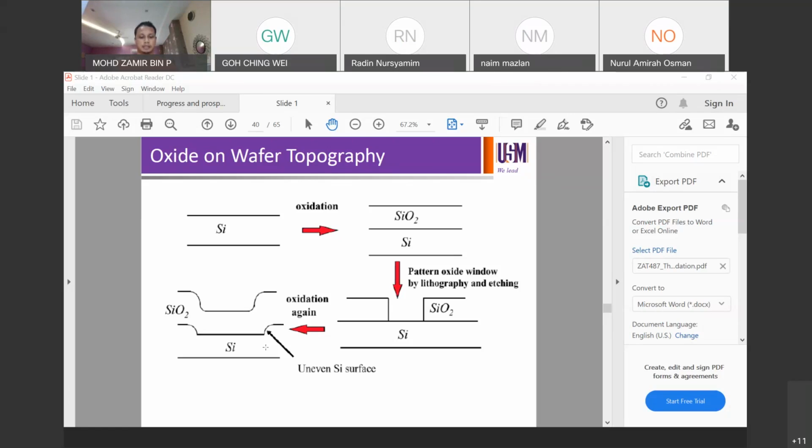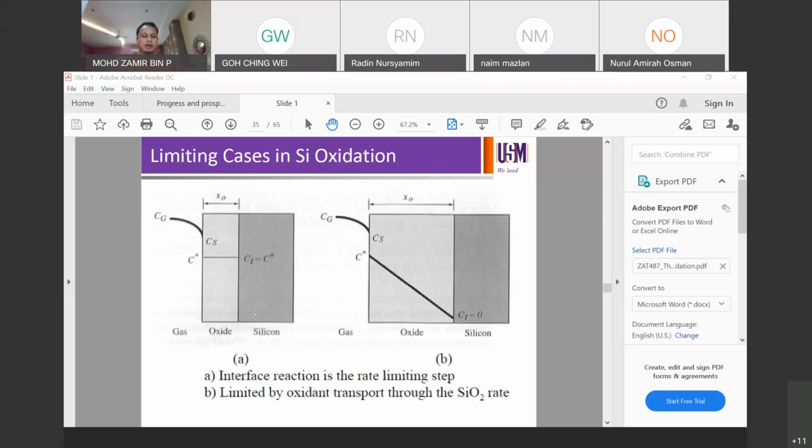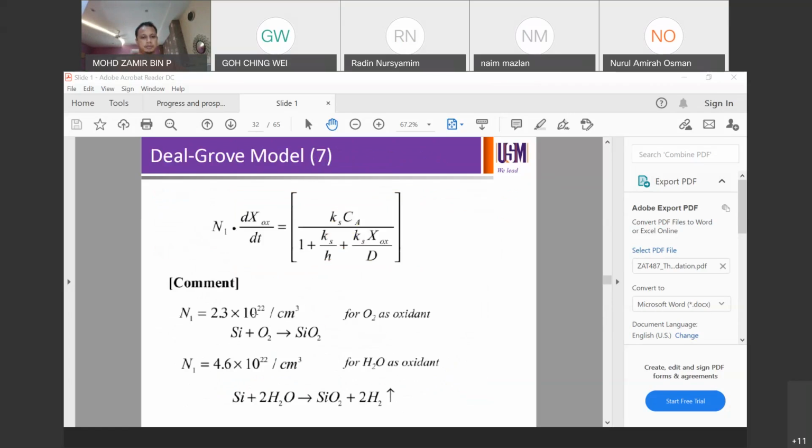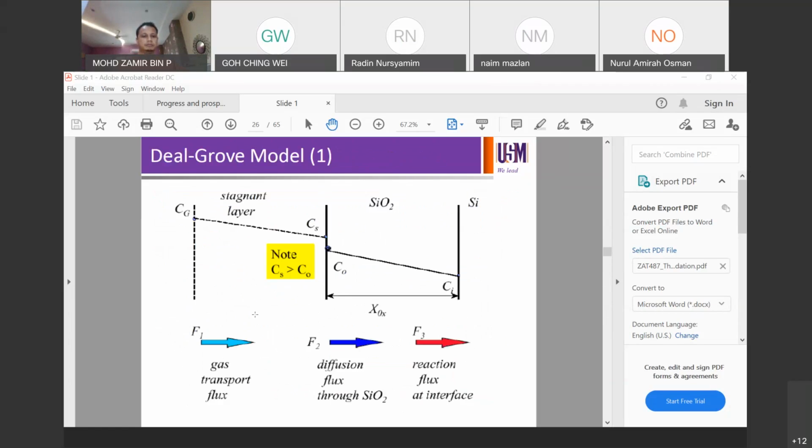Okay, so in our last class, we covered up to the Deal-Grove growth model. So there are three main steps involved in the model. Let me just go back to the steps. The first one is the gas transport flux, where you have your oxidant, either from a dry ox process or a wet ox process, sent into the furnace before it starts the reaction with the silicon wafer.